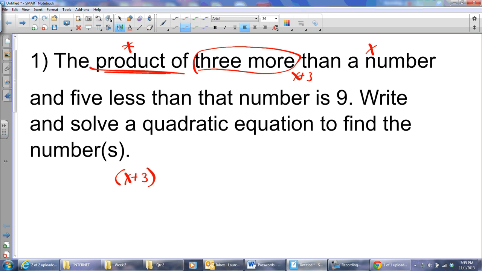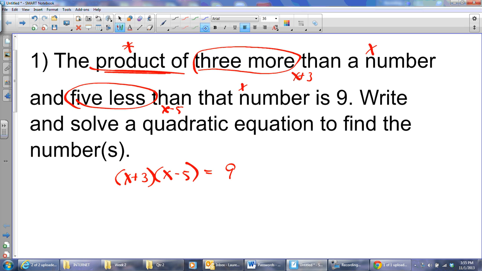Okay, and 5 less than that number. Well, we're talking about the same number, x, and we need 5 less. Wouldn't that be x minus 5, right? So x minus 5. That's what I'm multiplying together. x plus 3 times x minus 5 as quantities is, that's a hard one, 9.